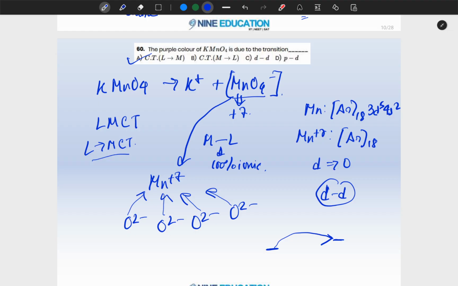So obviously we need to consider there will be shift of electron cloud from ligand to metal. So there will be change of electron density from ligand orbital to metal orbital. Since a transfer of electron is involved, that's why it is showing color. So A is the correct answer.